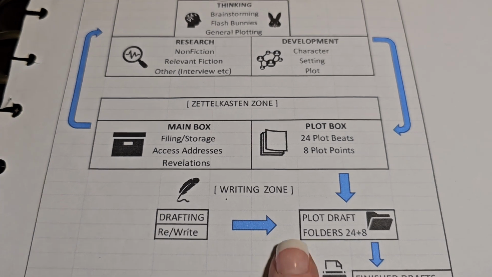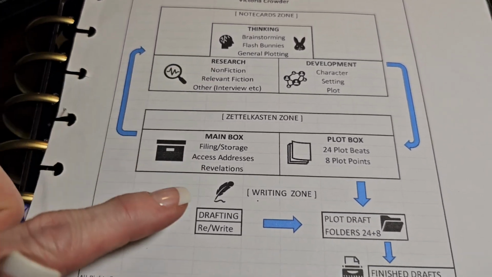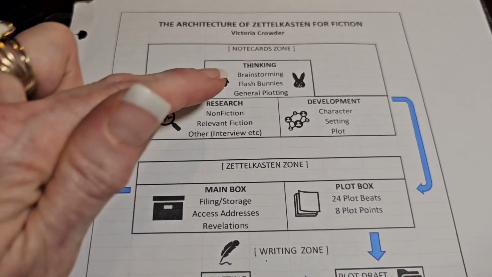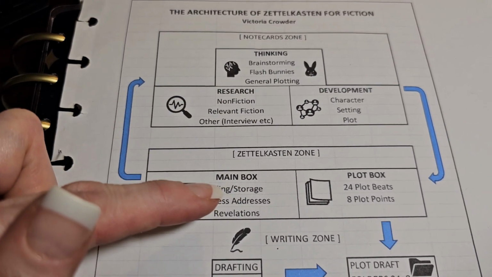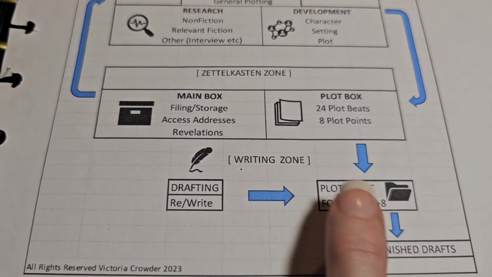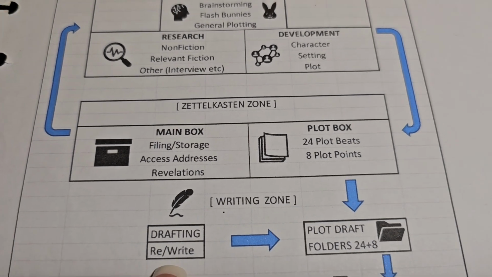Once I get into the writing zone, which means I have enough raw information and research, I have everything filed and organized in such a way that I can grab those details when I need them. I can just grab those cards out of my box. Then I'm ready to start writing. The writing zone all ends up in one place. I do the drafting and the rewriting.